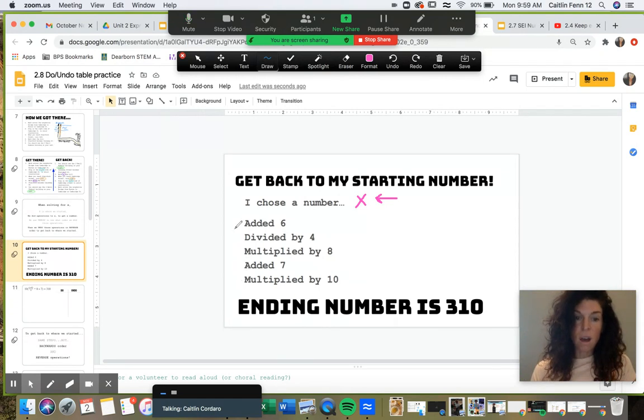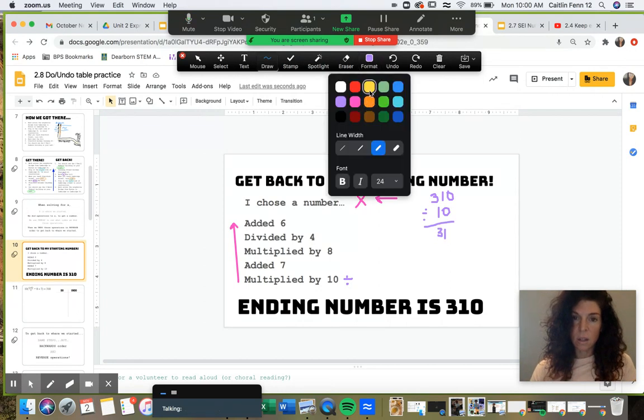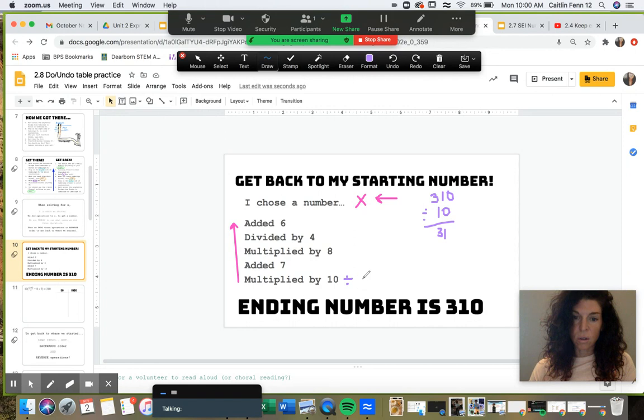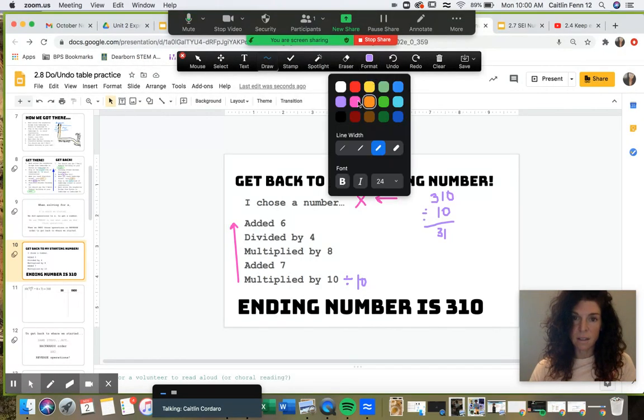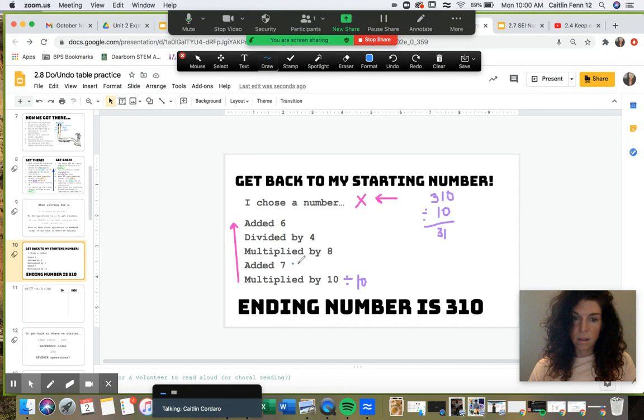So we're going to go up this list instead of down. And instead of multiply, we're going to divide. So we'll take 310, that final number, and divide it by 10. Instead of adding 7, we're going to subtract 7. So we're going to take that 31 and subtract the 7.